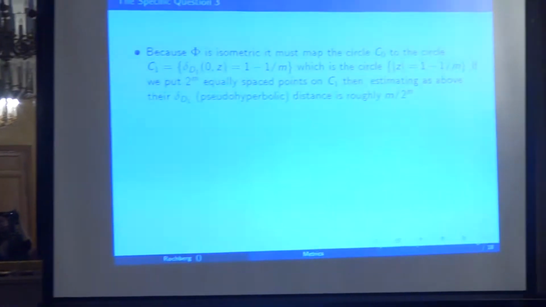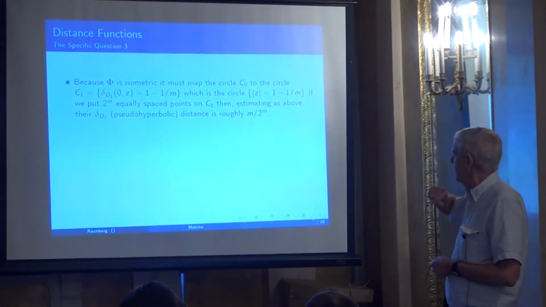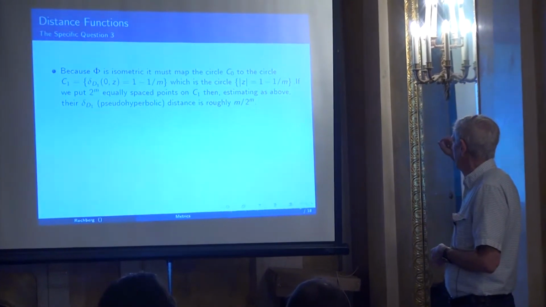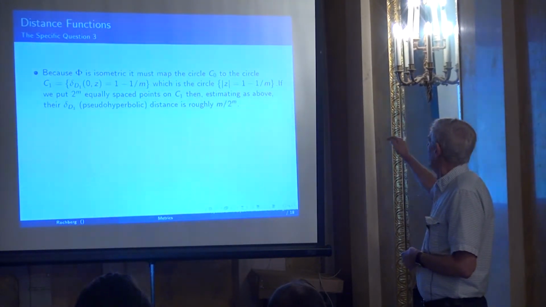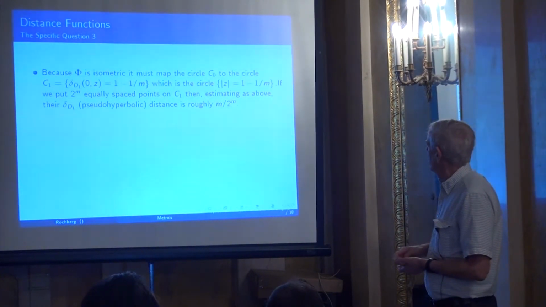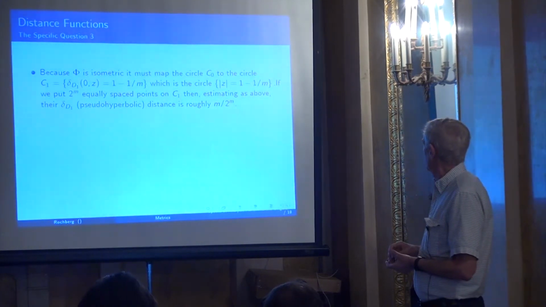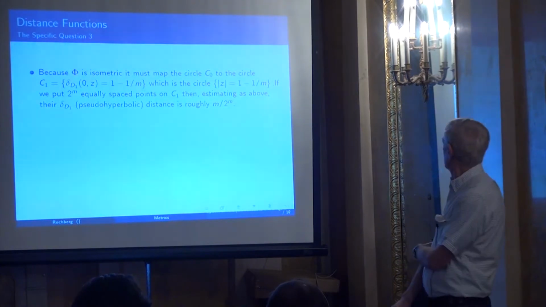So it's that circle out there. And I'm putting 2 to the m points on there. I want to know how far apart they are in the delta 1 metric. And I go through the same type of computation as before. I have 2 to the m points. So the Euclidean distance between them is on the order of 1 over 2 to the m. And it says the pseudo-hyperbolic distance is on the order of m over 2 to the m.